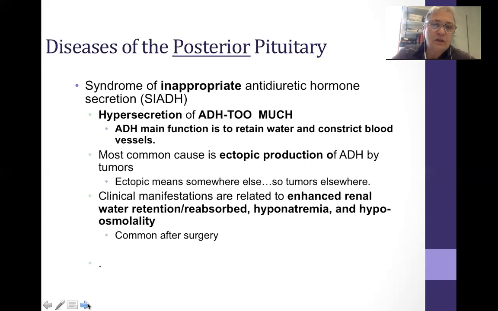And so if you get a tumor somewhere else that is actually making ADH, it can cause problems. But the clinical manifestations are basically related to water retention and reabsorption issues from the kidneys. So it could lead to hyponatremia and hypoosmolality. Hyponatremia may also occur after surgery.